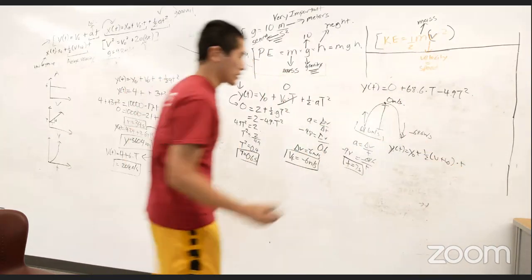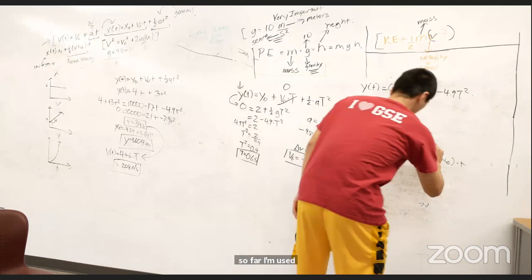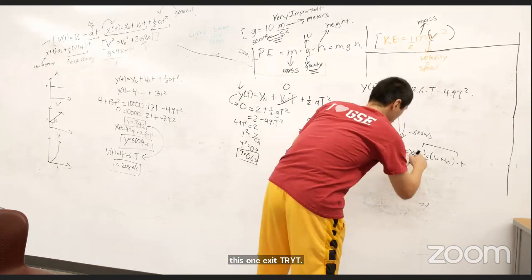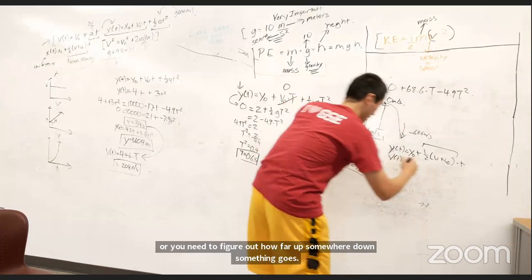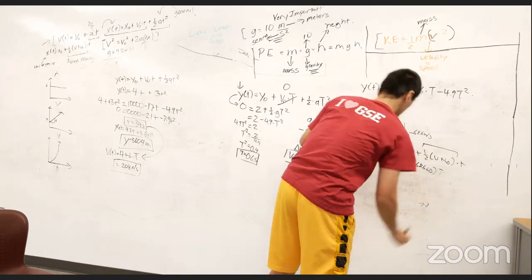So this right here is your average velocity. And this one is very useful for problems like this, where you need to figure out how far up or down something goes. So what I'm going to do is y of t is equal to, this is 0 because we initially start off at 0. And our average velocity is 1/2 times v, which is 68.6, plus v naught, v naught is 66.6. V is just 0 at the end, times t.